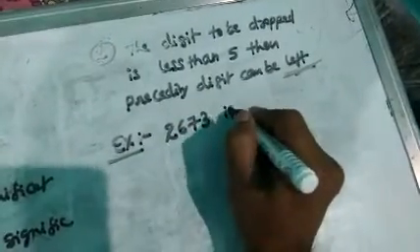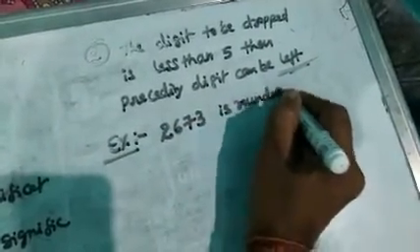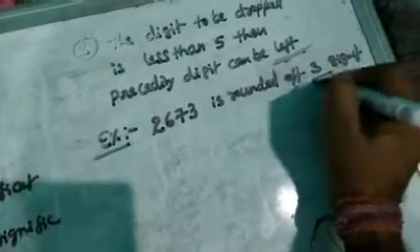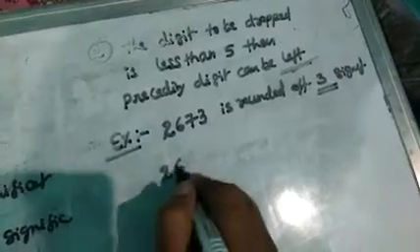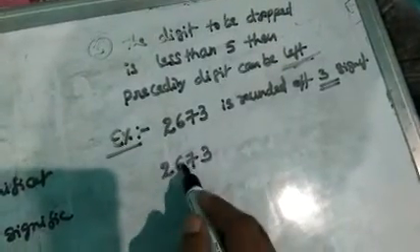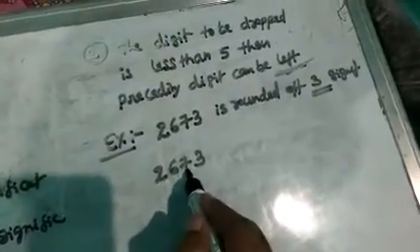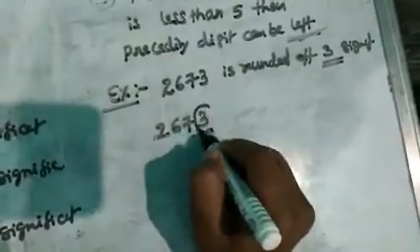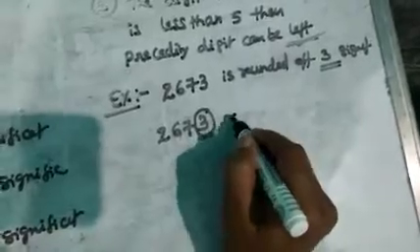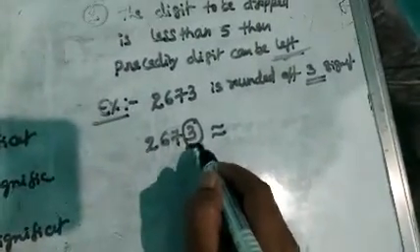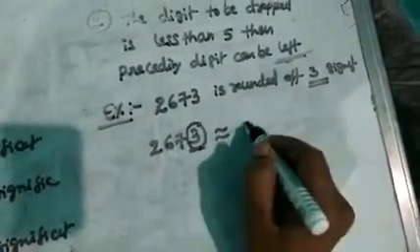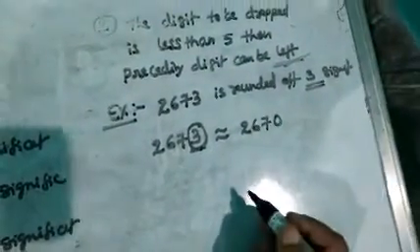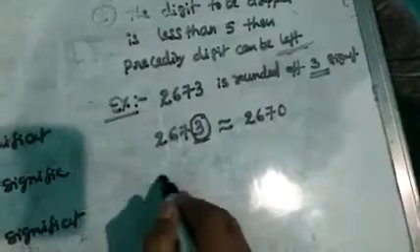2673 is rounded off to 3 significant figures. They want 3 significant figures, so 1, 2, 3, up to here it should be there. The extra 3 has to be rounded off. So how to round off? This is less than 5, so the preceding digit has no change. What do you have to write? 267. In place of 3, what do you have to write? 0. Understood?